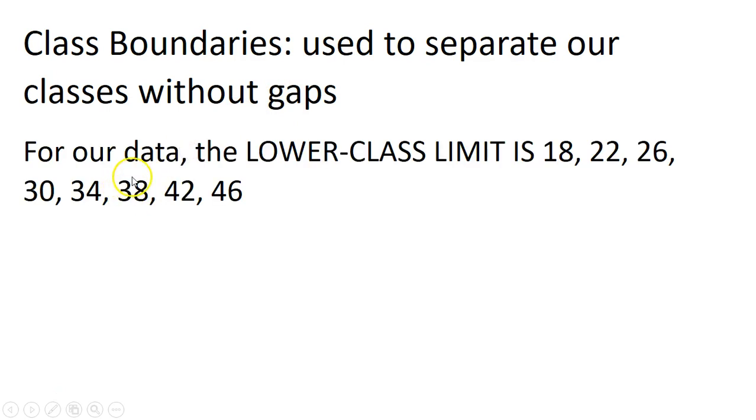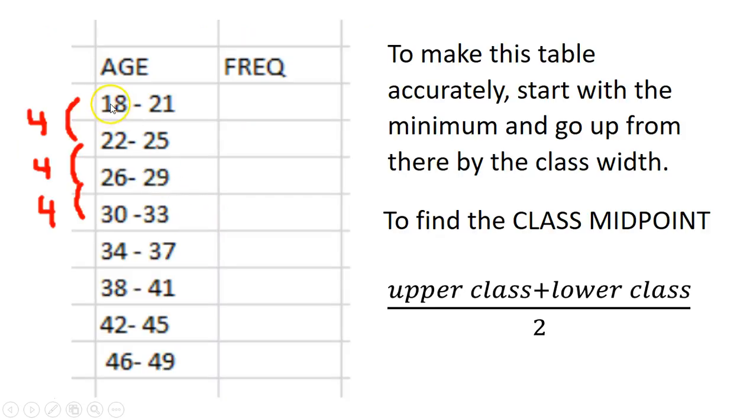Okay, so for our data, the lower class limit is 18, 22, 26, right? These 18, 22, 26, these are the lower class limits. This is the lower, that is the upper class. This is why I said that when we went over this in the last video, some of you might have been confused on what lower and upper class means. It's easier with a visual aid here, right? Lower, upper, lower, upper, lower, upper.